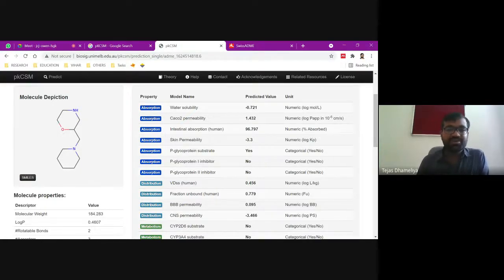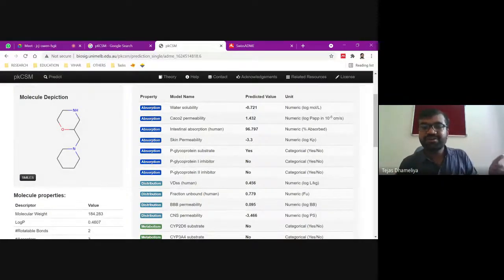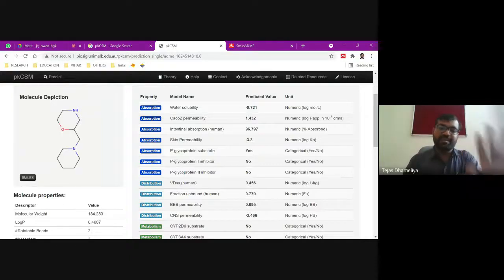So what you have to do, you will have to open an Excel sheet and type one by one. Water solubility minus 0.721, type there in your Excel file. Whether it is a P glycoprotein substrate, yes, type it in your Excel file. This way you will have to type to make a sheet of all these properties for your compounds. In this way, you can predict all these ADMET properties.